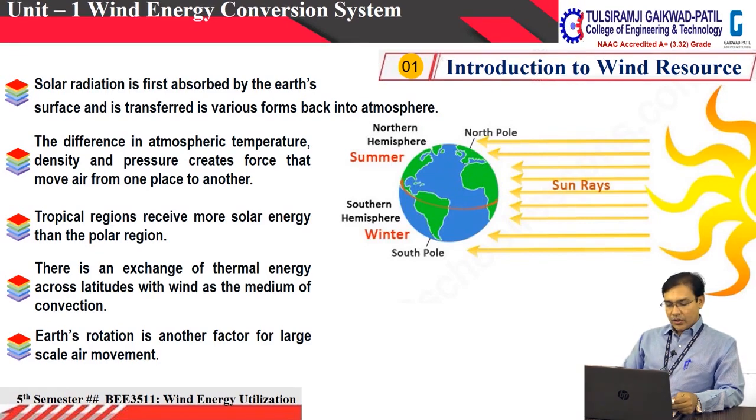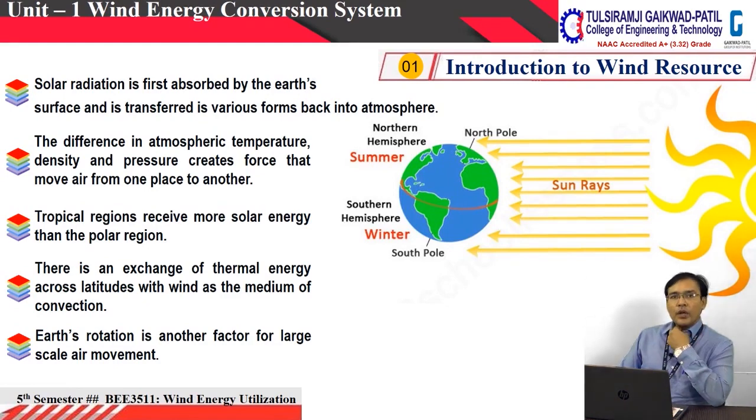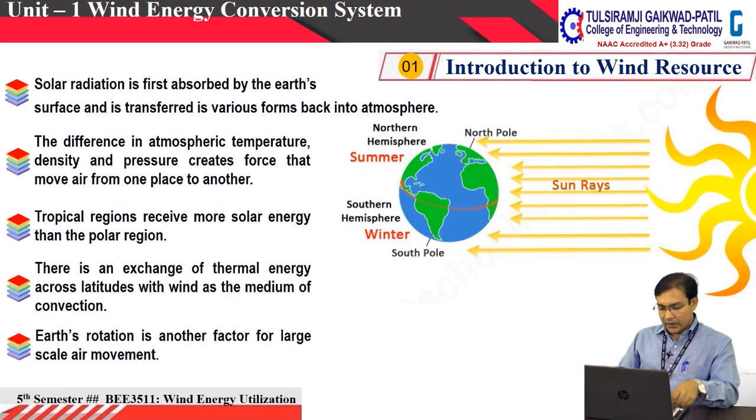There is an exchange of thermal energy across latitudes with wind as the medium of convection. This is because neither the tropical region becomes hotter year on year nor the polar regions become colder year on year. This is only because of high pressure and low pressure regions created due to the warm and cold air respectively. Another important cause of large scale air movement is the rotation of earth, which gives rise to two effects.